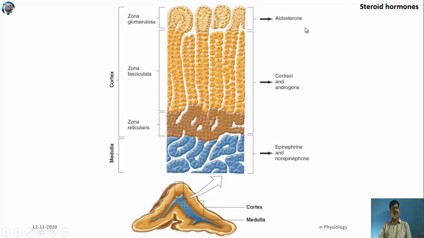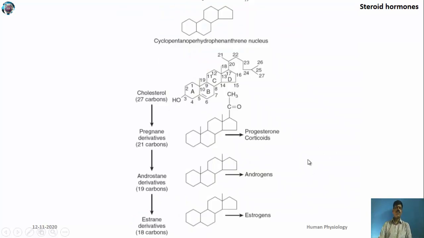Aldosterone and related hormones are nothing but the mineralocorticoids, whereas cortisol comes under the group of glucocorticoids, and the androgens come under the category of sex steroids. The medullary region of the adrenal gland produces epinephrine and norepinephrine. Okay, now we will move on to the basic structure of these steroid hormones.